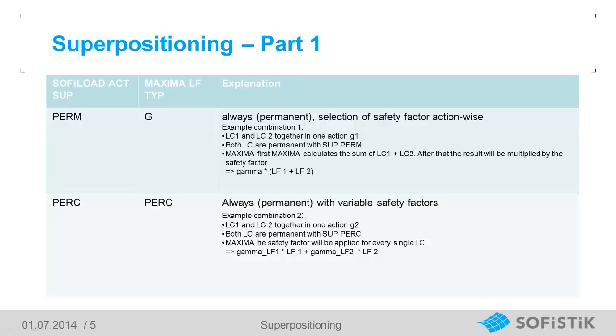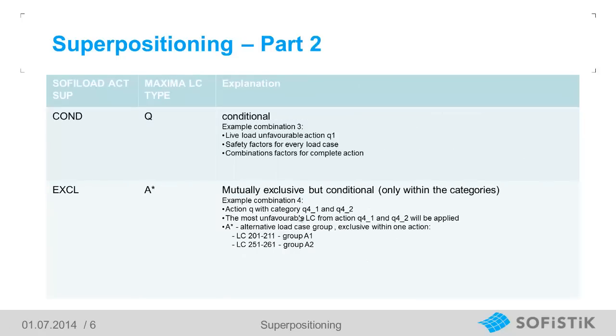Then we have PERC. It's also always impermanent, but with variable safety factors. Then we have CONT for variable loads, so it's conditional. The type of superposition EXCL is also very important, especially for live loads. It's mutually exclusive but conditional, so only within the categories. And I think if you look at the example, it gets very clear.